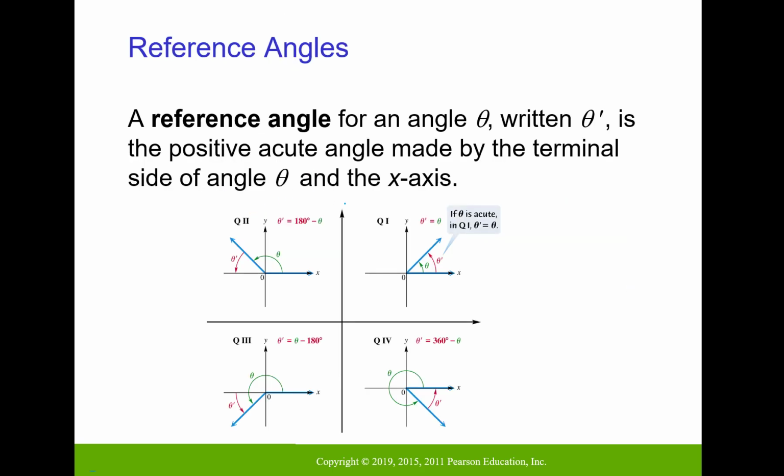Alright, so now let's talk about some reference angles. So a reference angle is basically a positive acute angle made with the x-axis. So that pretty much puts you in quadrant 1. And it's an angle that you can use to find your trig function values, even if your original angle doesn't actually exist in quadrant 1. So here's what I'm talking about.